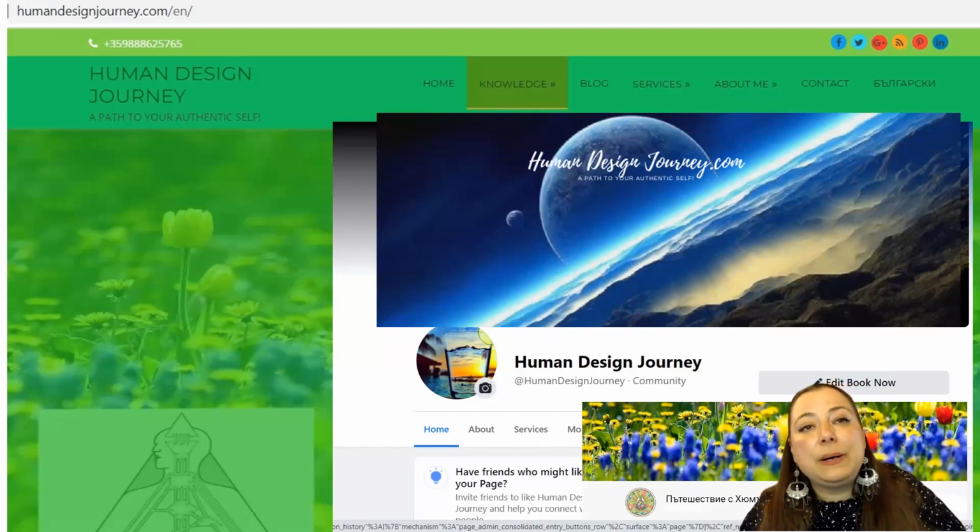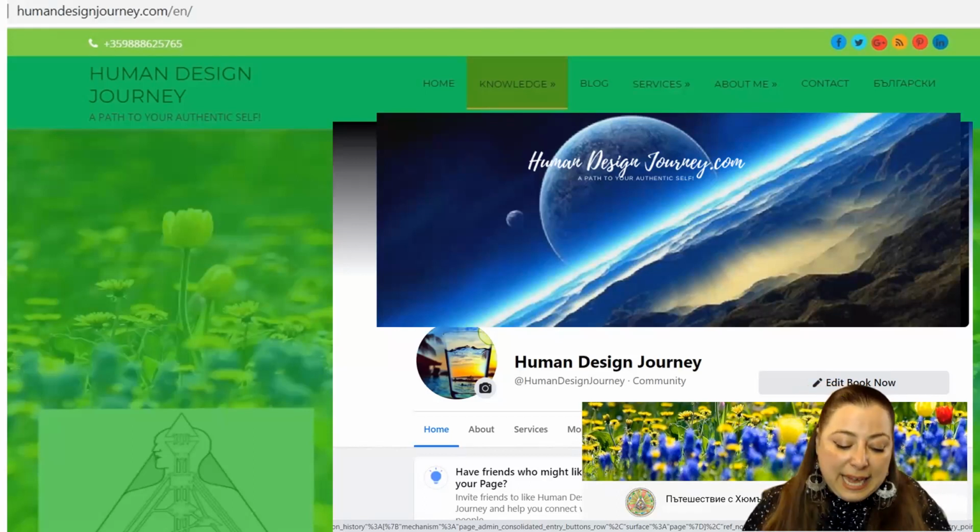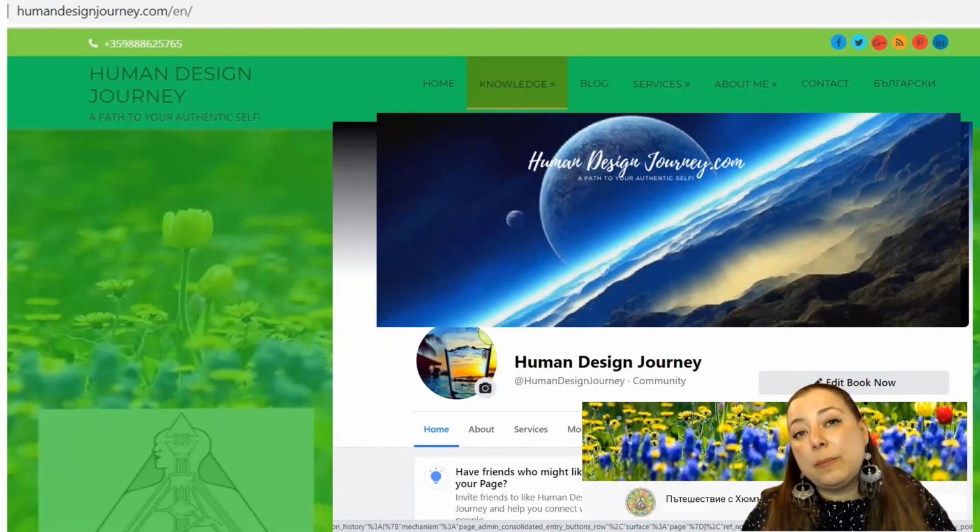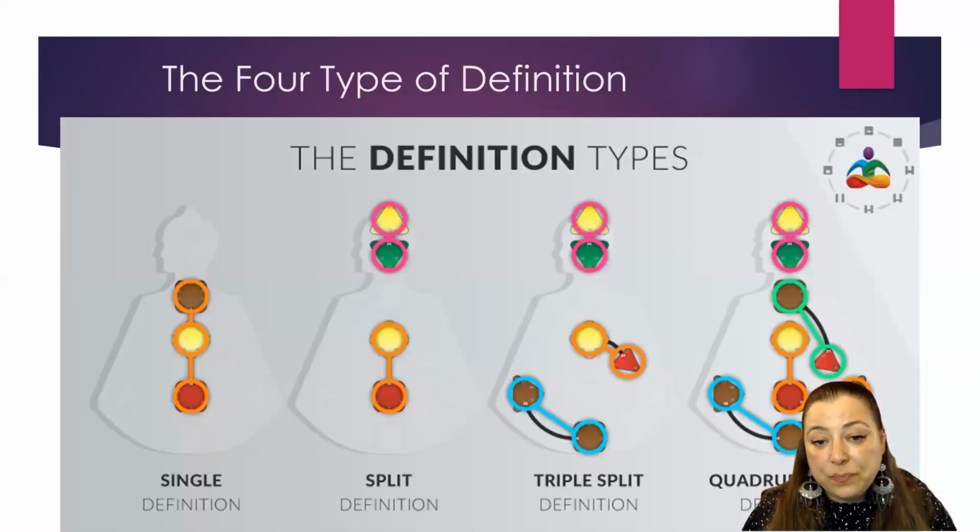exploring the basics in human design: definition, and how we are mechanically made to function correctly, and what is our biggest conditioning force.